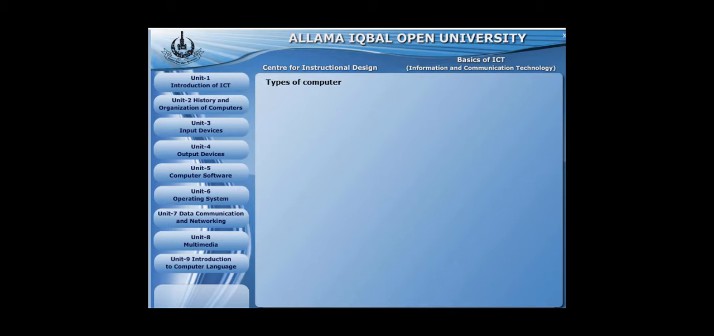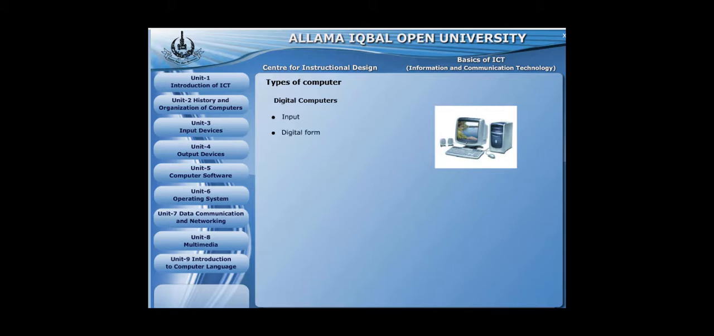Dear learners, second type of computers are digital computers. These take input in digital form, process it, and produce useful output. Digital computers work at a very high speed. Their results are accurate, and these perform repetitive tasks efficiently.